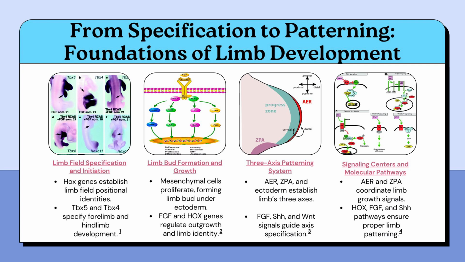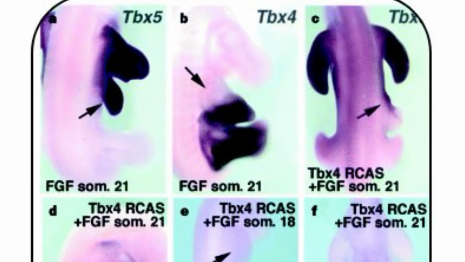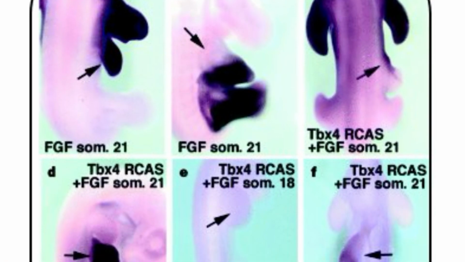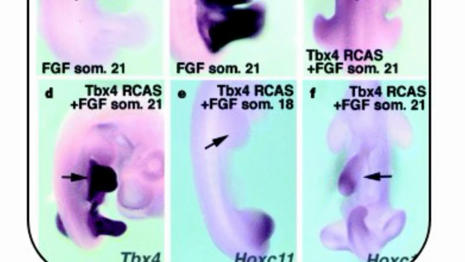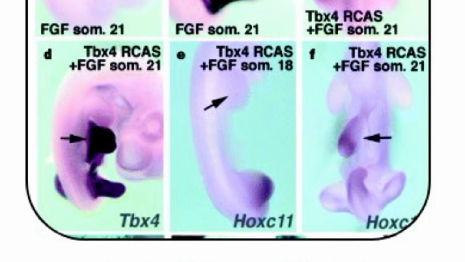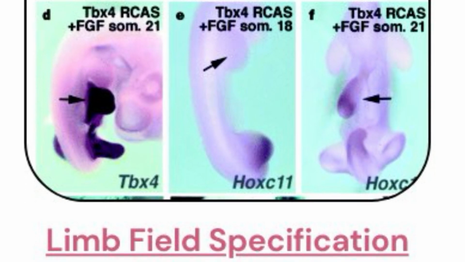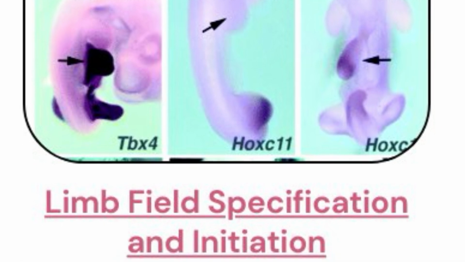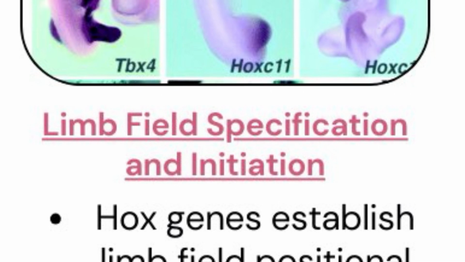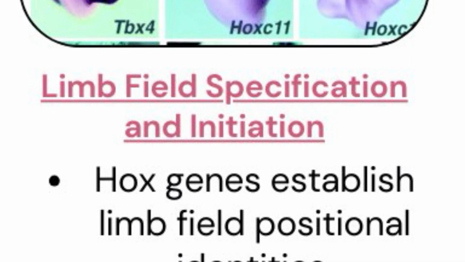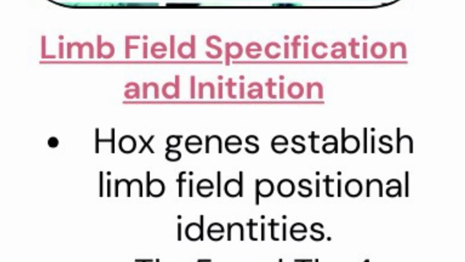Limb development starts with the precise specification of limb fields along the embryo's anterior-posterior axis. The upper limb field forms at the level of HOXC6 expression, aligning with the first thoracic vertebra, while the lower limb field emerges more posteriorly. Retinoic acid signaling from Hensen's node is pivotal, activating specific HOX genes to establish these positional identities. The T-box transcription factors TBX5 and TBX4 are critical for this process, driving forelimb and hindlimb specification respectively. These factors determine limb type identity, guiding the development of distinct structures such as wings versus legs in model organisms.